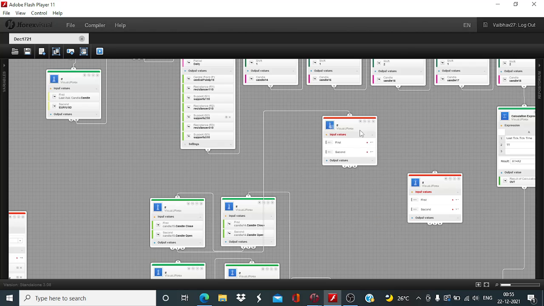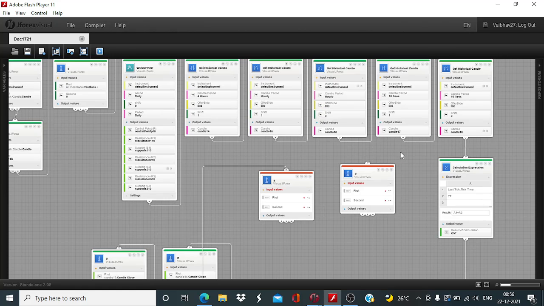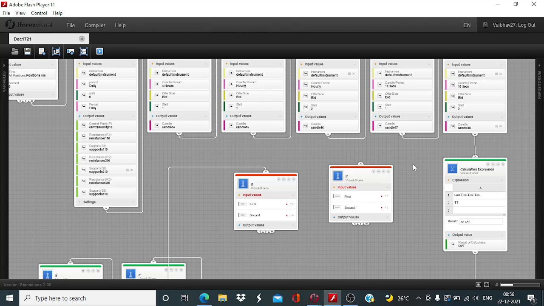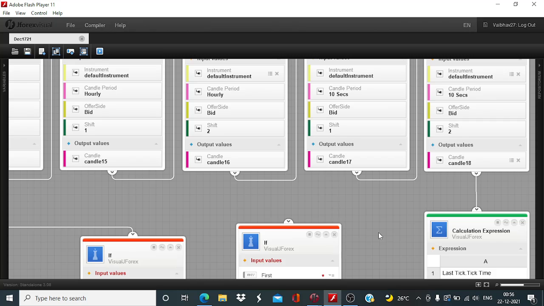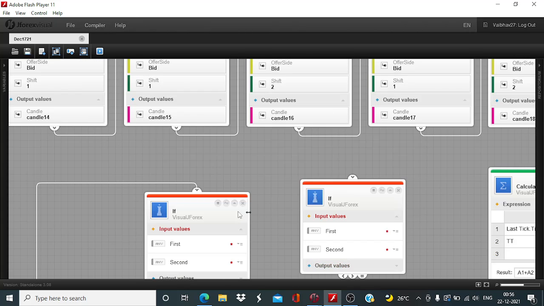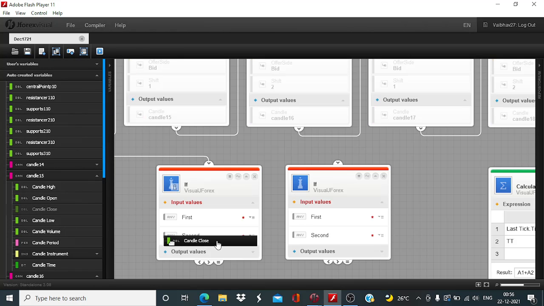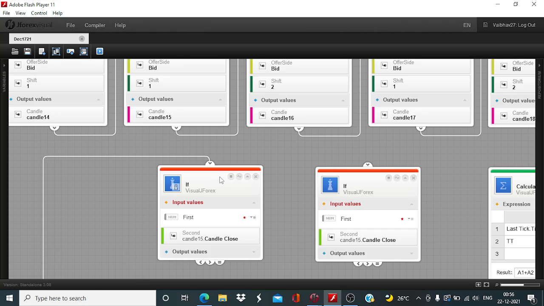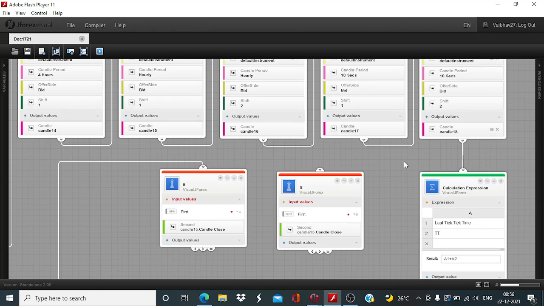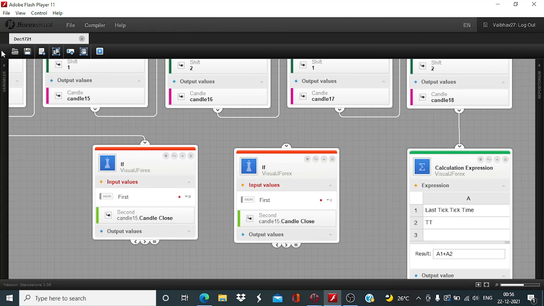And now we go on to define final conditions for the placement of order. So as soon as price starts to rise above the last hourly candle close, the order will be placed on the lower side. So we compare the closing values of candle 17 and candle 18 with the closing value of candle 15. Candle 15 candle close, and candle 17 and candle 18 candle close will need to be taken into consideration.